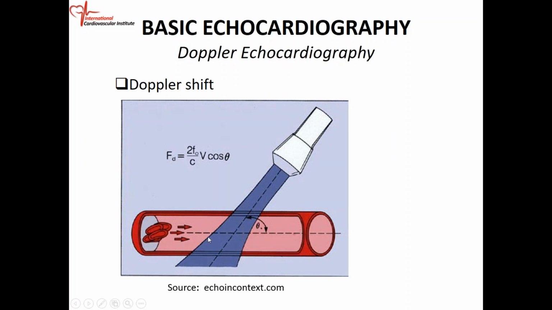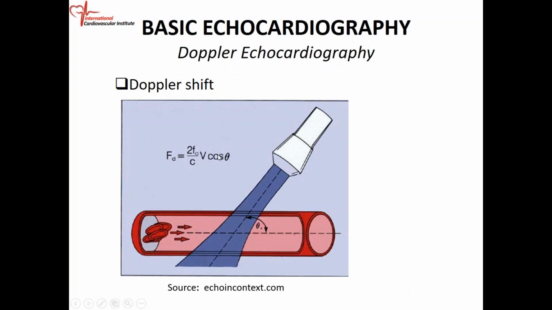So if your ultrasound beam is parallel to the moving red blood cell, theta is zero, so cosine of zero is one. As opposed to if you are perpendicular to the moving red blood cells, then theta would be 90 degrees. Cosine of 90 degrees is zero. So the less parallel you are to the moving red blood cell, the more error you're going to encounter. You want to get your ultrasound beam as parallel to blood flow as possible when you're doing Doppler, because cosine of zero is one. You'll get your maximum Doppler shift if the ultrasound beam is parallel to the blood flow.